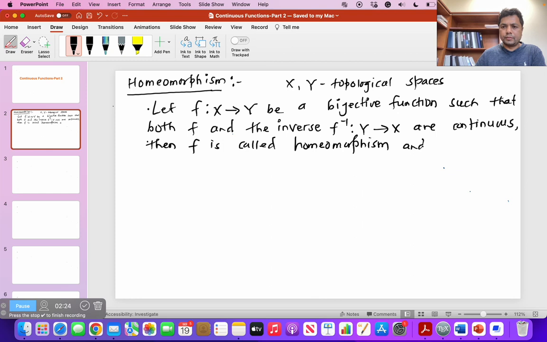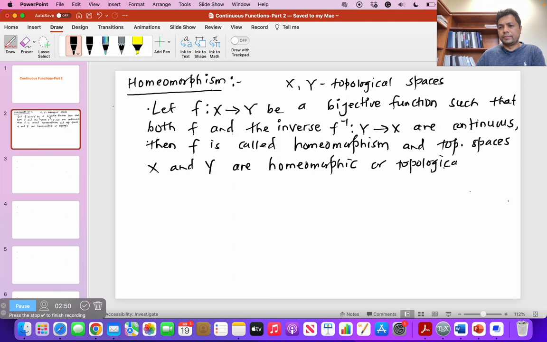And the topological spaces X and Y are called homeomorphic or topologically equivalent spaces. Okay, so this is the formal definition of homeomorphism.